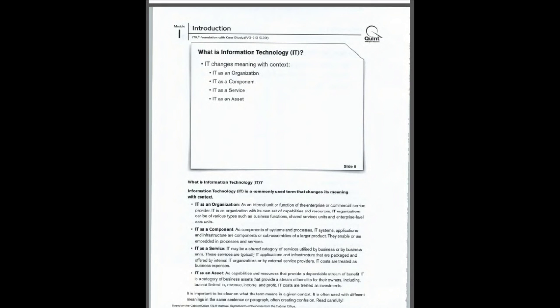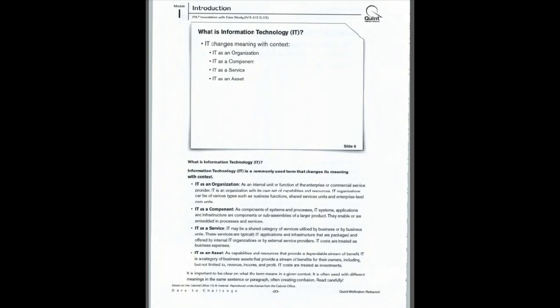Next page, page 20. Page 20, Module 1. What is information technology, or IT? IT changes meaning with context: IT as an organization, IT as a component, IT as a service, and IT as an asset. That's slide 6.